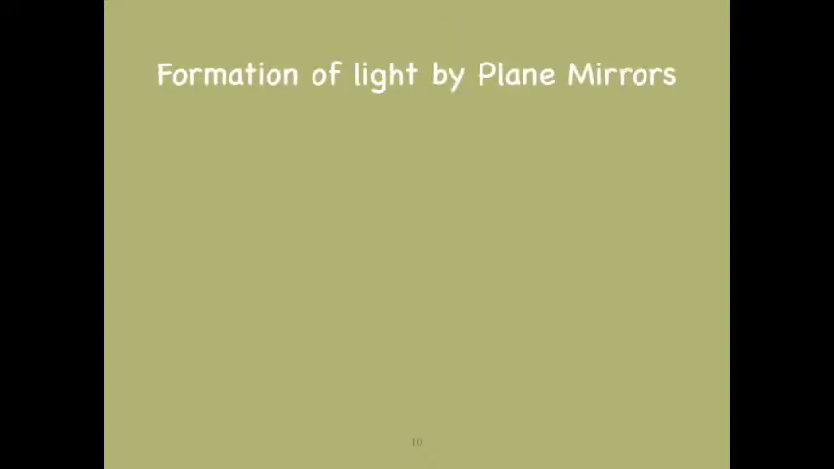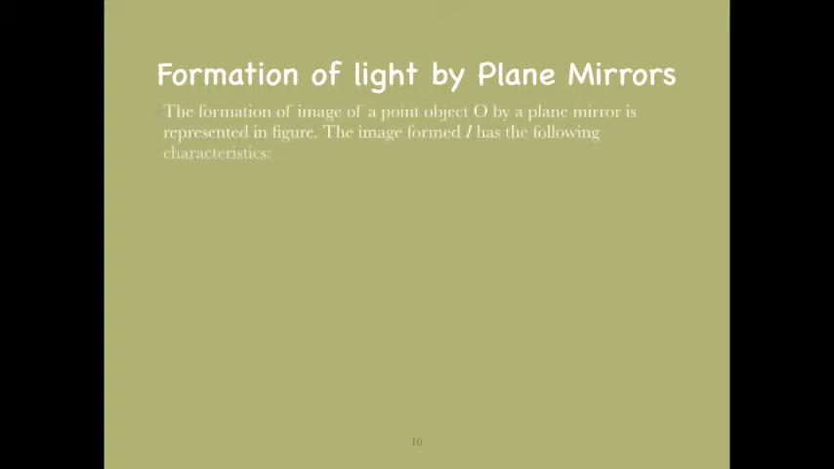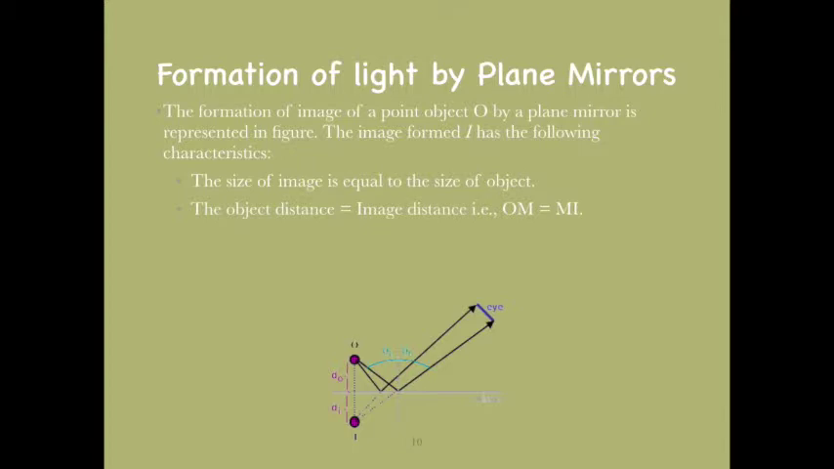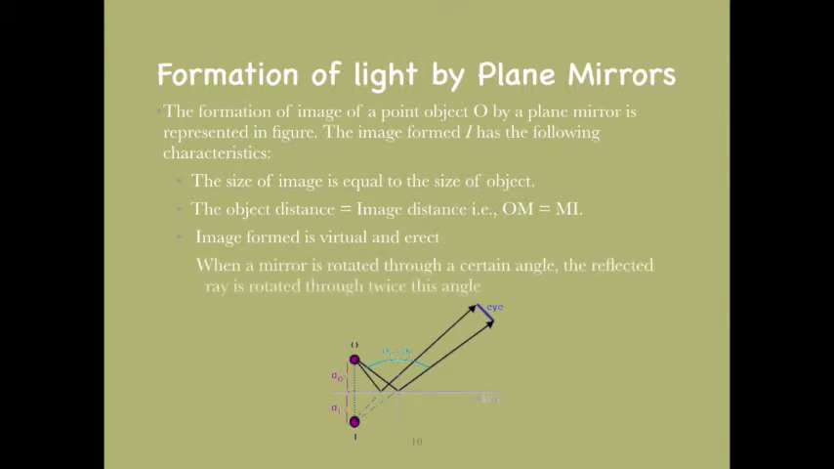Now let's study the formation of image by plane mirrors. The formation of image of a point object O by a plane mirror is represented in the figure. The image formed I has the following characteristics. The size of the image is equal to the size of the object. The object distance and the image distance will be the same. The image formed will be virtual and erect. So when a mirror is rotated through a certain angle, then the reflected ray will rotate through twice of that angle. Okay?